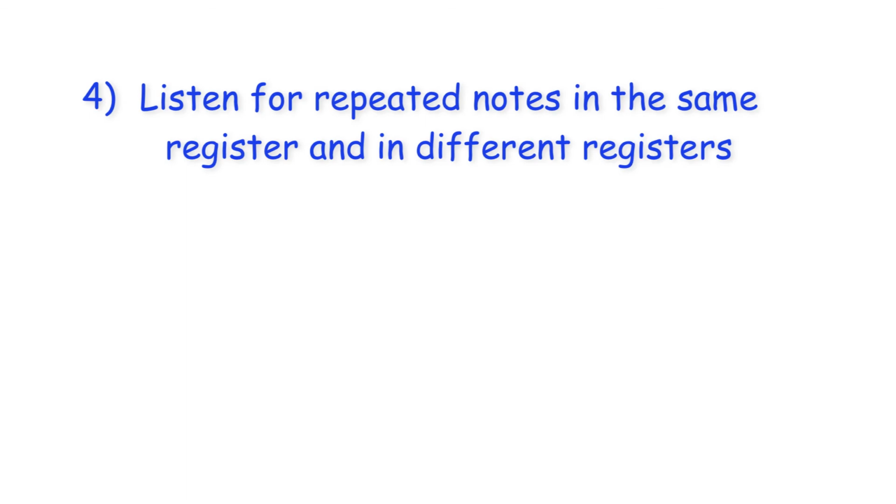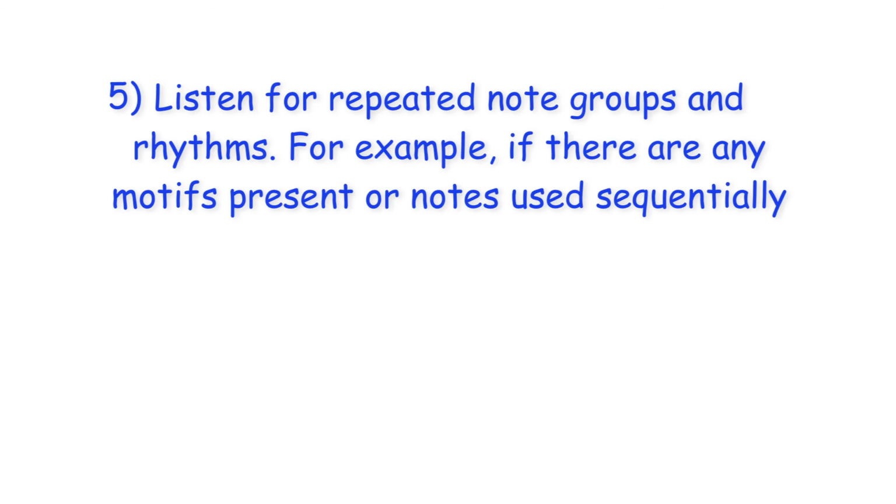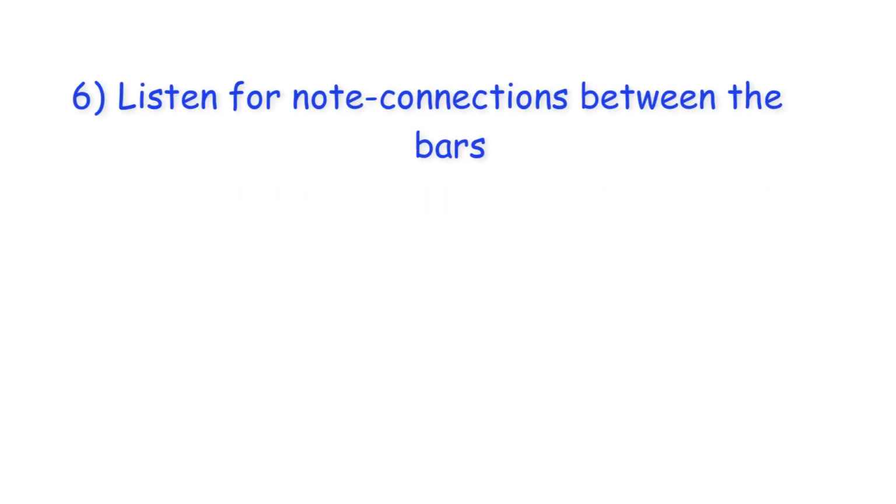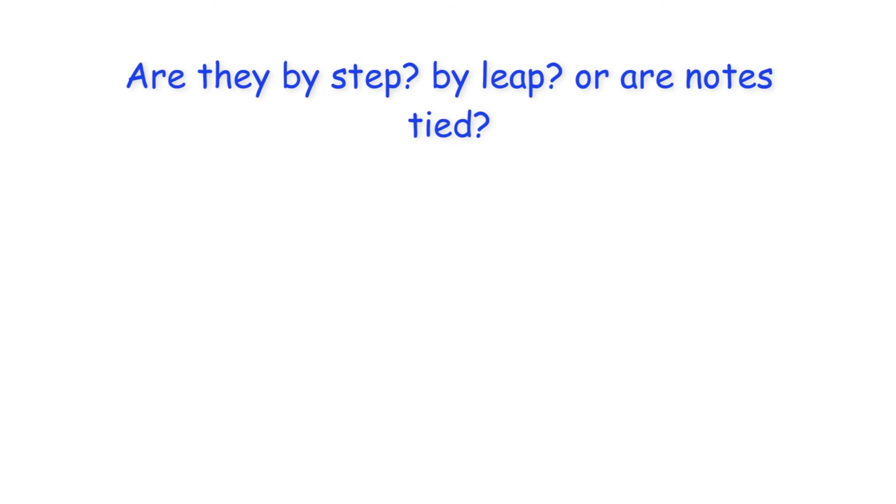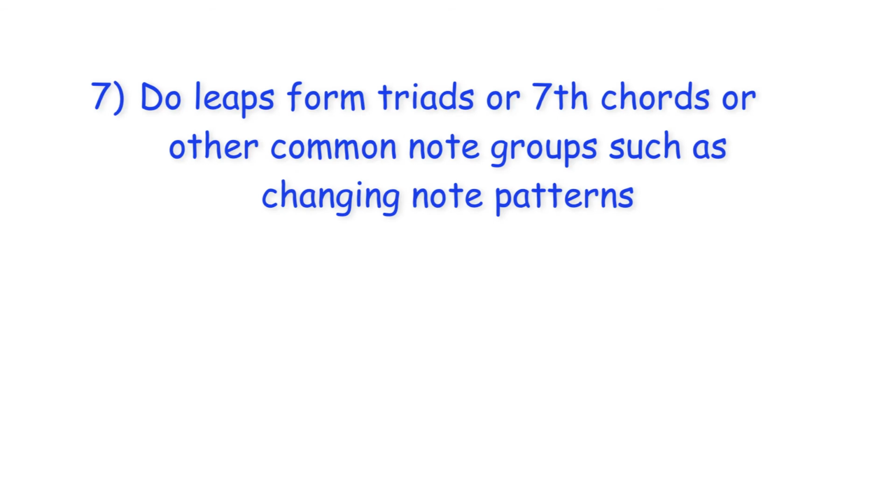Listen for repeated notes in the same register and in different registers. Listen for repeated note groups and rhythms, for example if there are any motifs present or notes used sequentially. Listen for note connections between the bars. Are they by step, by leap, or are notes tied? Do leaps form triads or seventh chords or other common note groups such as changing note patterns?